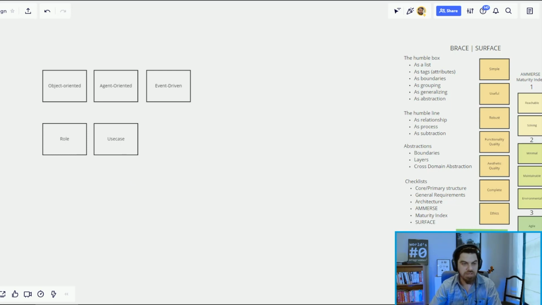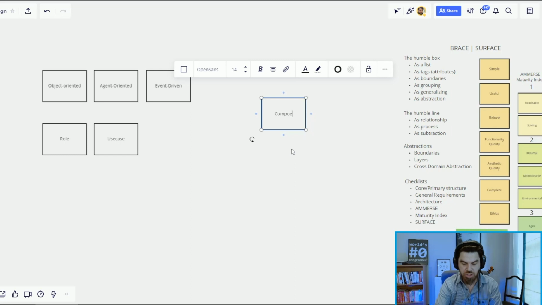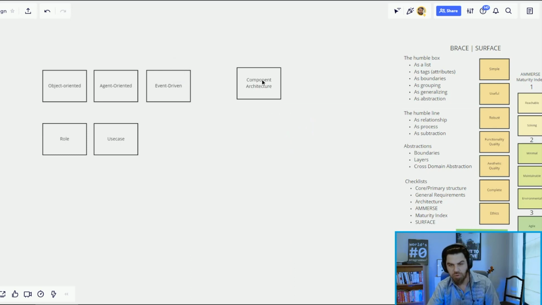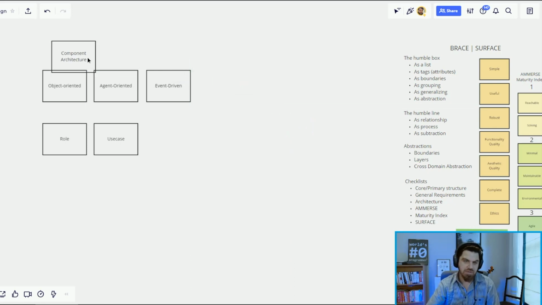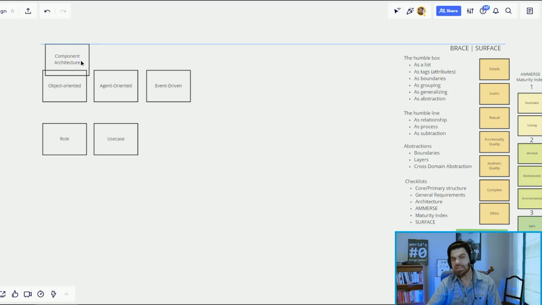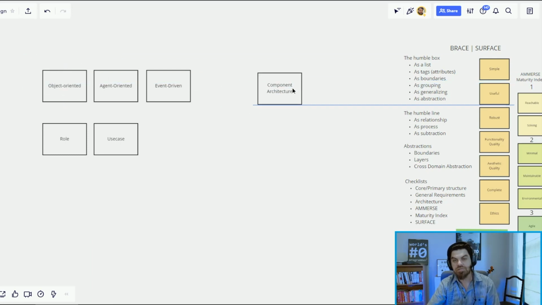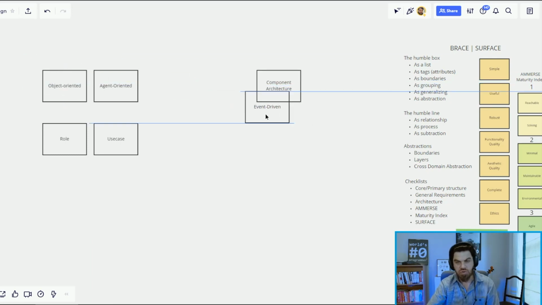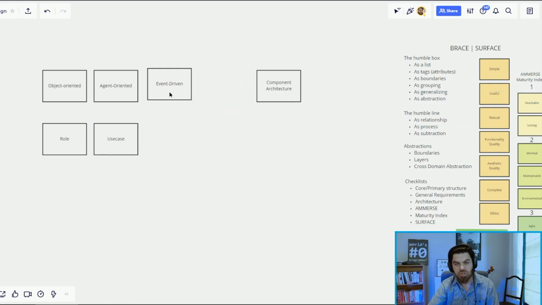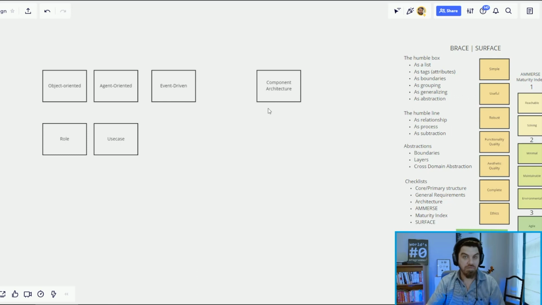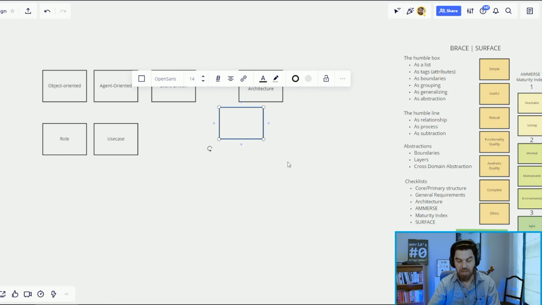For example, if I say component architecture, then of course you could see that components could relate to objects quite easily, right? There is some kind of connection there. Event-driven, well, yeah, that could fit in with that component architecture. All components could have events. We could look at other architectures that relate as well.